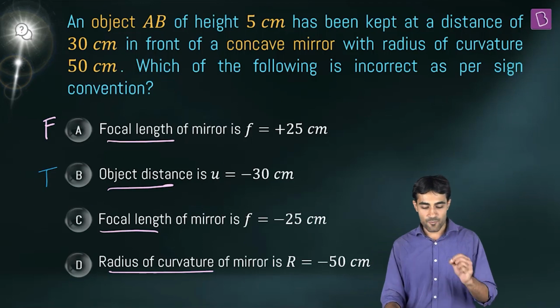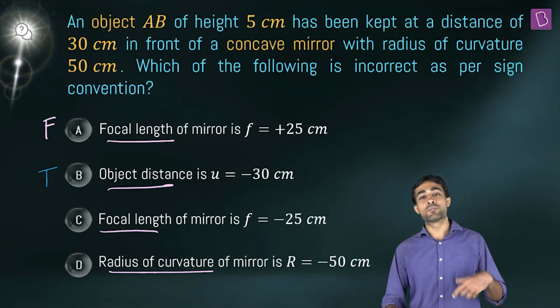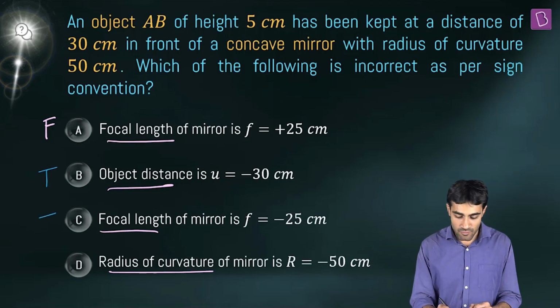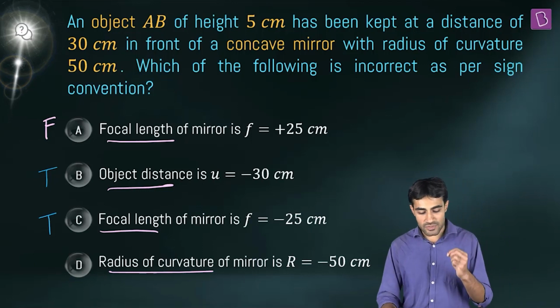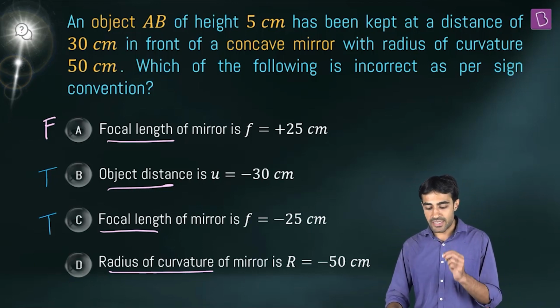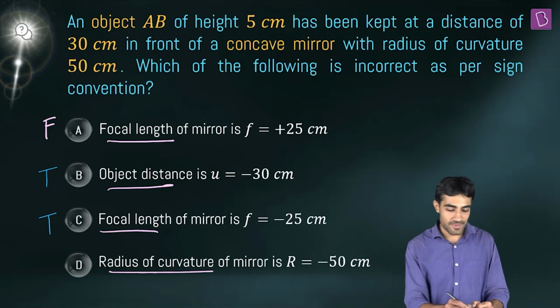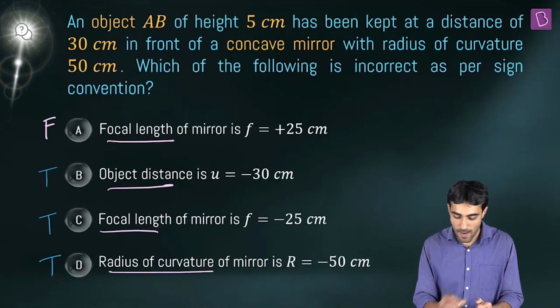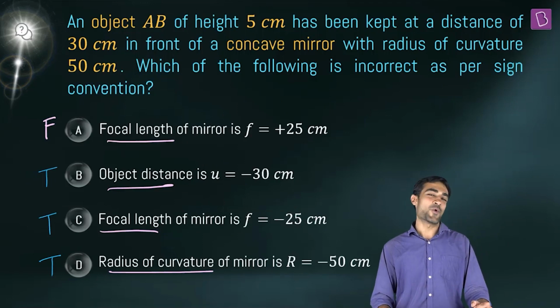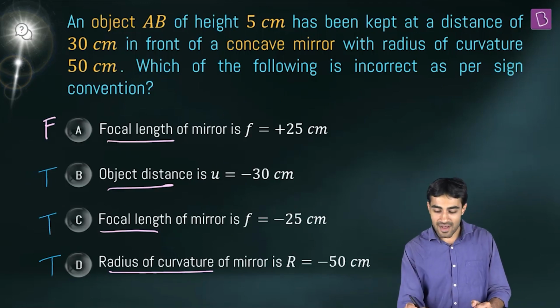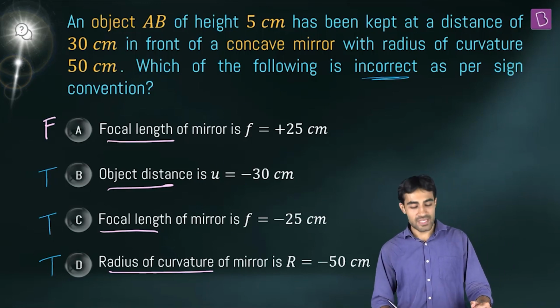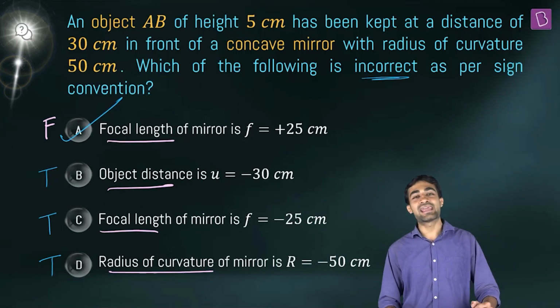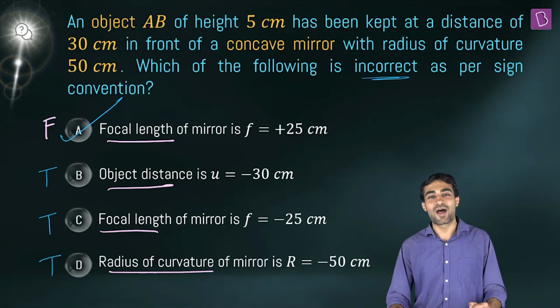Option C, focal length of the mirror f is equal to minus 25 centimeter. This was true. And option D, radius of the curvature of the mirror r is equal to minus 50 centimeter. Was it minus 50? Yes, it was minus 50. So option D is also true. So we have to pick the incorrect option, so we can pick option A as the answer for our question.